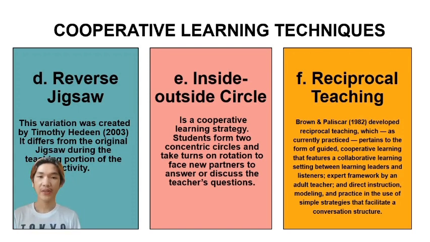Next is inside-outside circle. It is a cooperative learning strategy where students form two concentric circles and take turns rotating to face new partners to answer or discuss the teacher's question. So, this cooperative learning strategy is a sharing or discussion-based learning strategy that allows students to work with multiple partners. Inside-outside circle works best when used with the whole class or a large group.